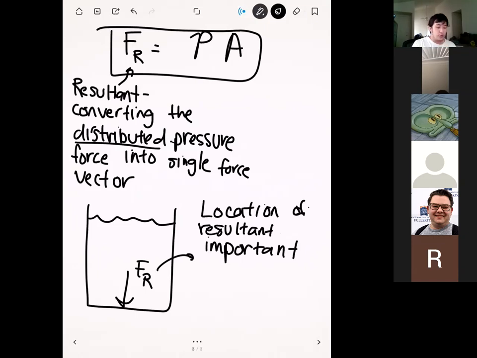And so the reason the location of the horizontal force is important is because not only are we going to set the sum of the forces equal to zero, like we typically do in free body diagram equilibrium problems, but we're also going to need to sum up the moments around certain points. And to sum up the moments, we need to know the locations of these resultant forces. Okay. So for a horizontal surface, the location is very simple.